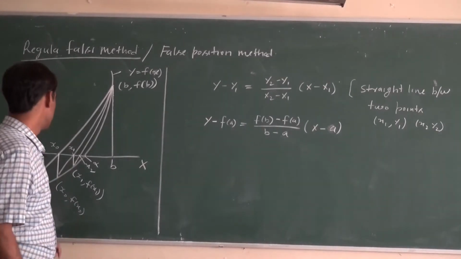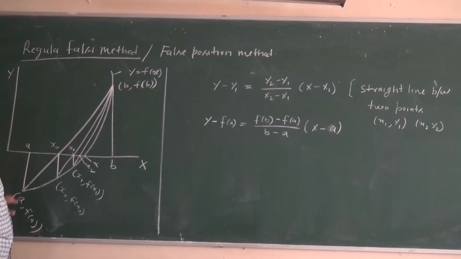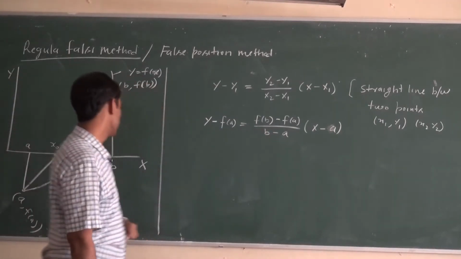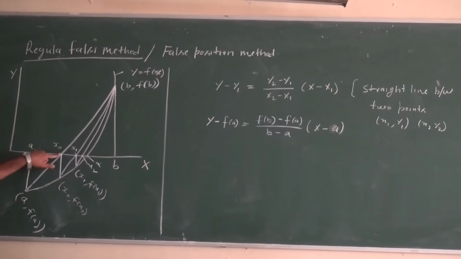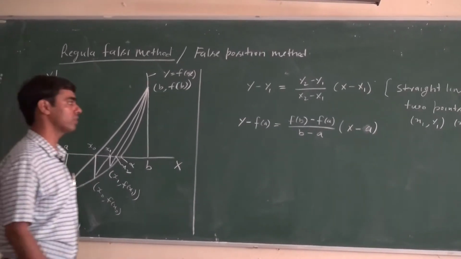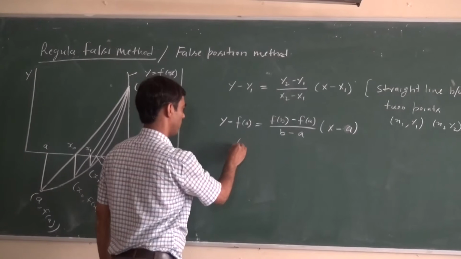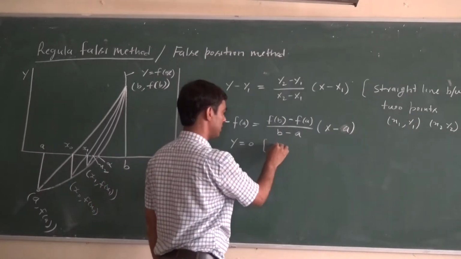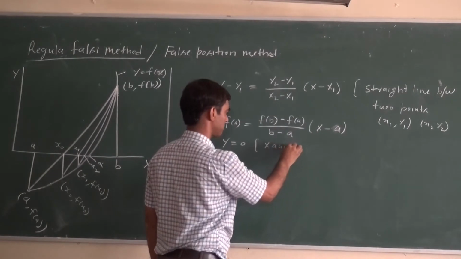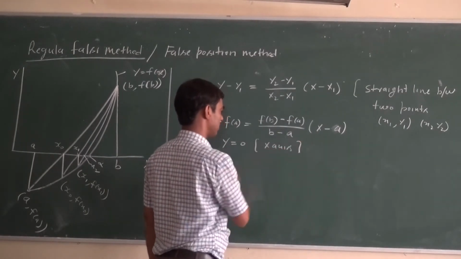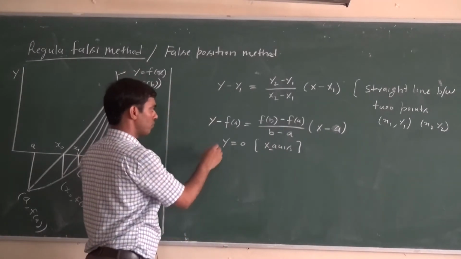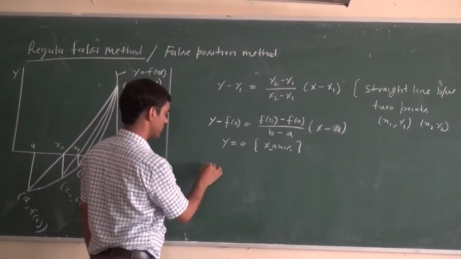Now this one is the equation of a straight line between (a, f(a)) and (b, f(b)). Now, how do we find the point of intersection with the x-axis? Obviously we put y equal to 0, because this is the equation of the x-axis. So if we put y equal to 0, what does this become?